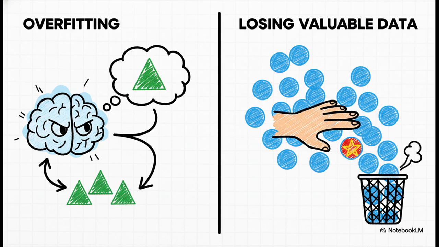But these simple fixes came with their own huge headaches. If you just copy the rare data over and over, the model can overfit. That's like memorizing the answers for a test instead of actually learning the subject. And if you start deleting the common data, you risk throwing out really valuable information that the model actually needs to understand the full picture. It was a real catch-22.